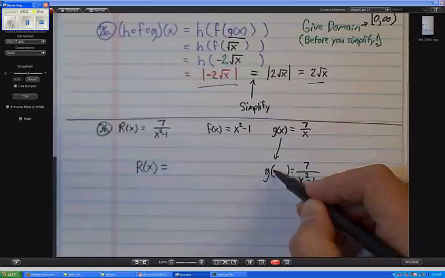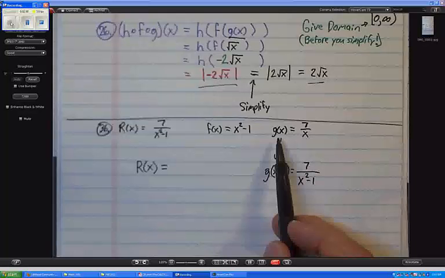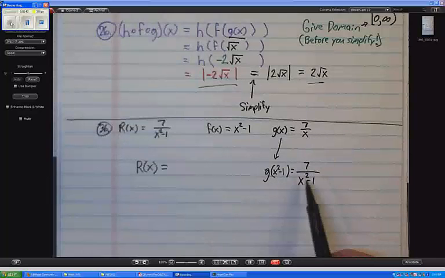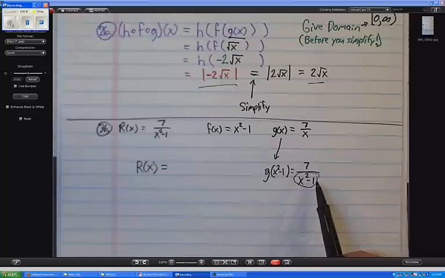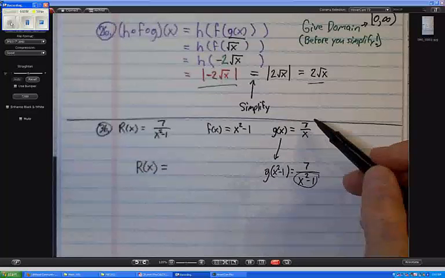Does that make sense to people? We want g of x squared minus 1. Do you see that? No? What's g of x? 7 over x. We want 7 over blah blah. 7 over cow. Right? So we want g of cow. What would g of horse be? 7 over horse. Right? g of x is 7 over x. g of cow is 7 over cow. Do you guys see that?